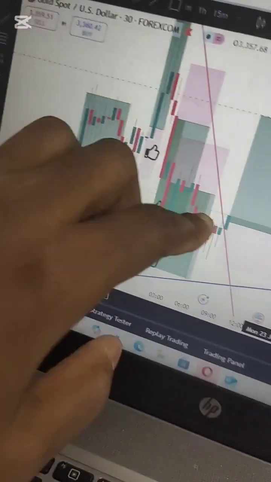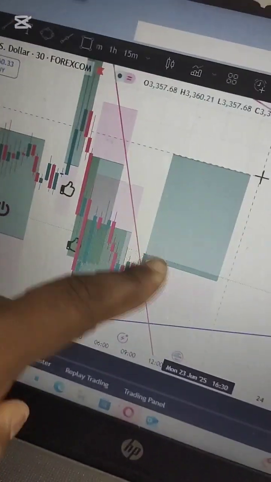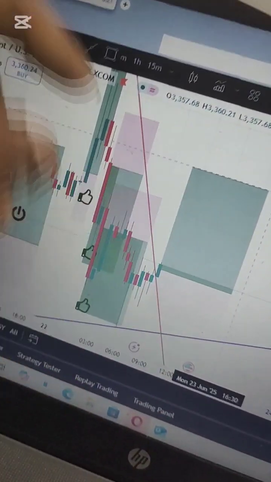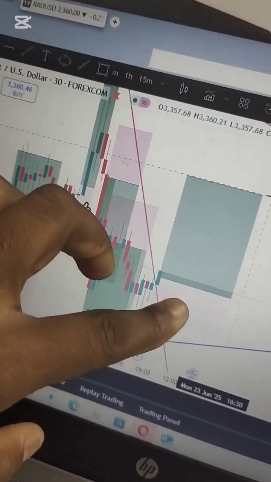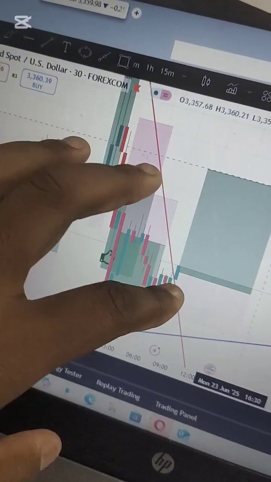So as you can see, before I could put in the buy limit, it already started going into profit. I'll just adjust this a bit so that I can get it even.